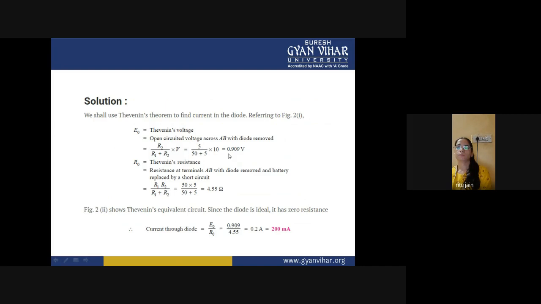Now you have the Thevenin voltage, and this is your Thevenin resistance. So now you can easily calculate the current through the diode. The current flowing through the diode is equal to the Thevenin voltage 0.909 divided by 4.55, which is your Thevenin resistance, and the current through the diode is equal to 0.2 ampere, which is your 200 milliamperes.